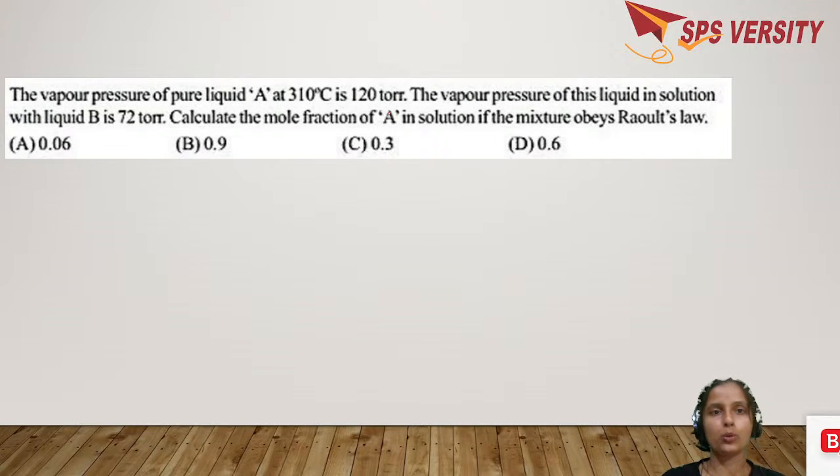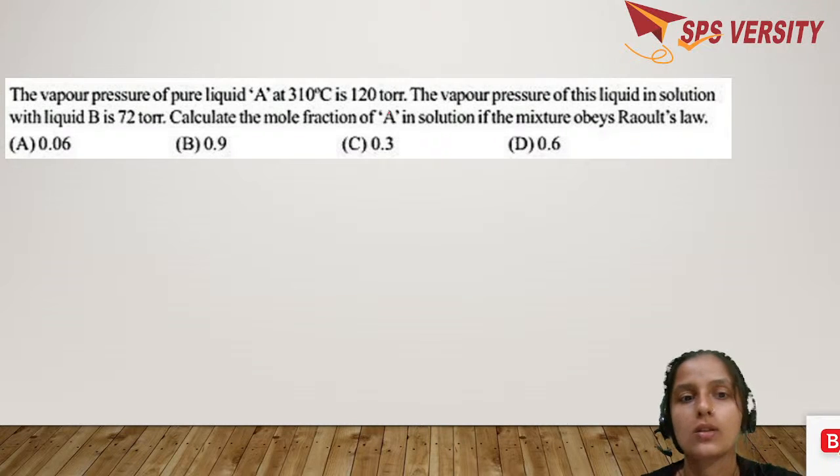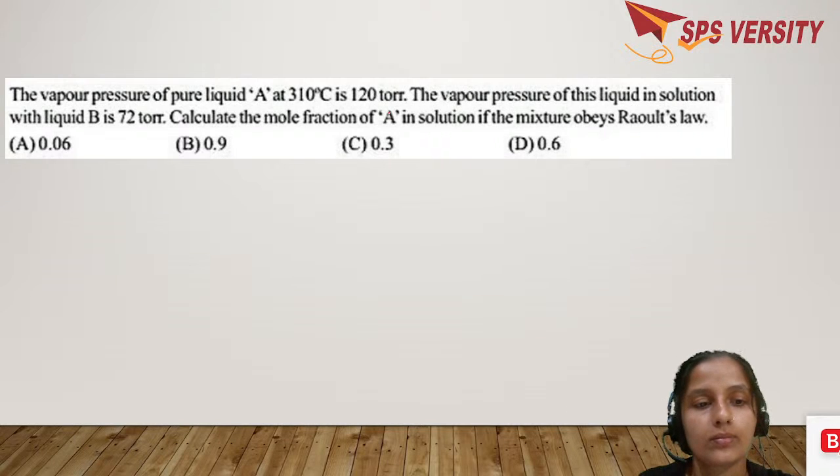The vapor pressure of a pure liquid A at some temperature, say 310 degrees, is 120 torr. This is the unit of pressure. The vapor pressure of this liquid in the solution with liquid B is 72 torr. Calculate the mole fraction of A in solution if the mixture obeys Raoult's law. How do you find it out?